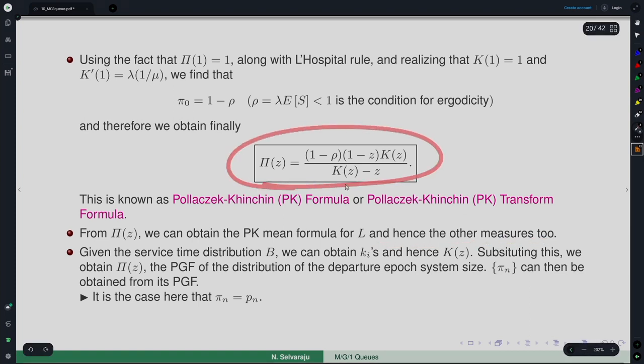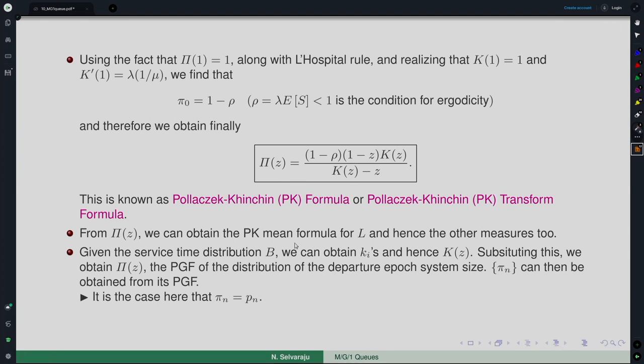So, how do we work out in such scenarios? Given a service time distribution B, we know k_i is written in terms of B. So, obtain this k_i, and from there you obtain k of z, and you substitute k of z here. Then from this, your pi of z is completely determined, and from here you obtain the pi_i's or pi_n's, that is the departure point system size probabilities, and since here pi_n equals p_n, that is also equal to the arbitrary time point system size probabilities.